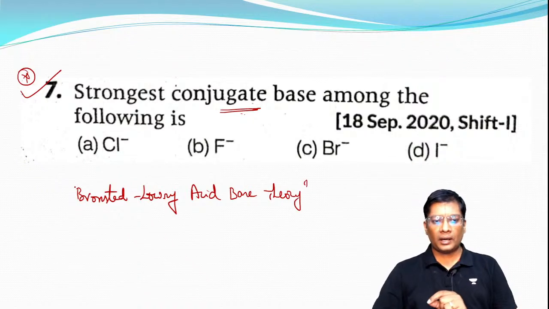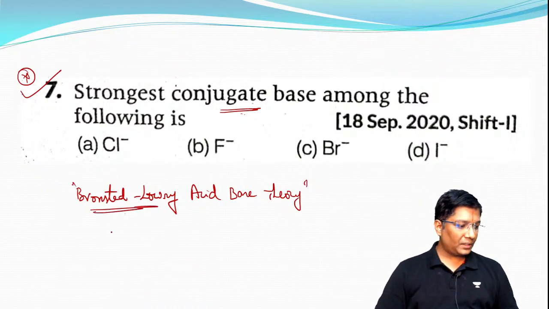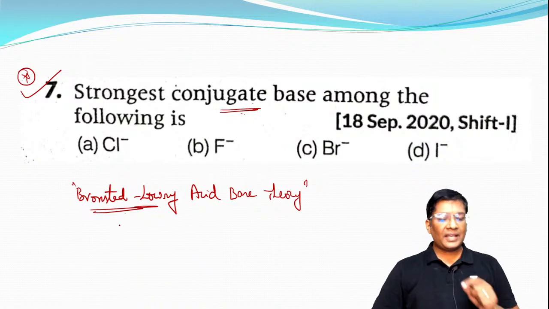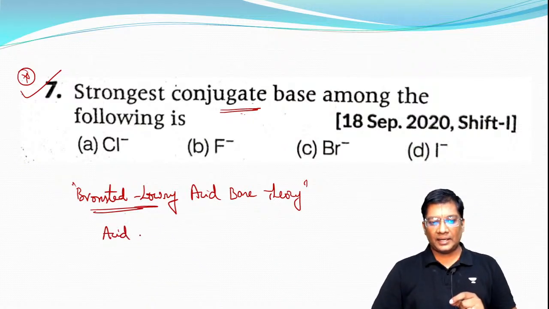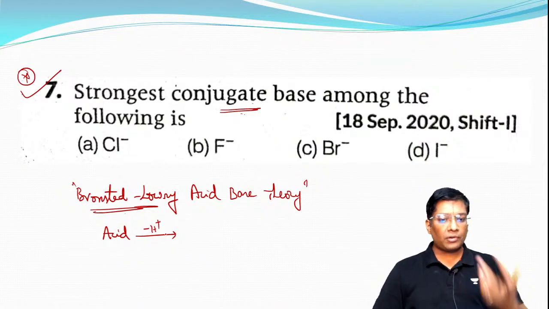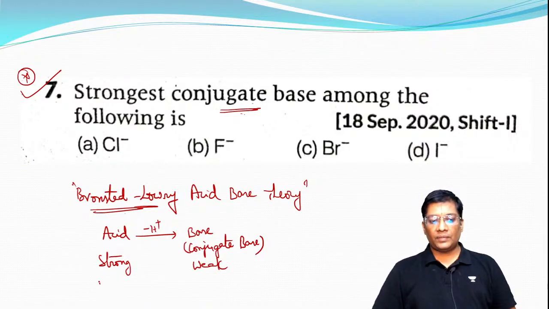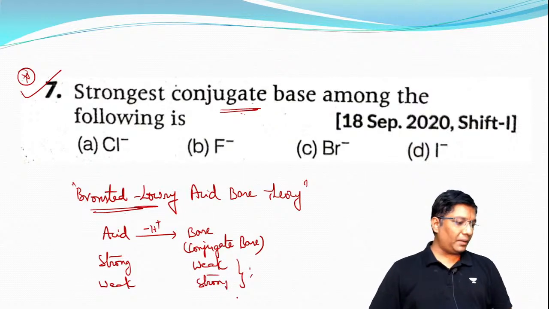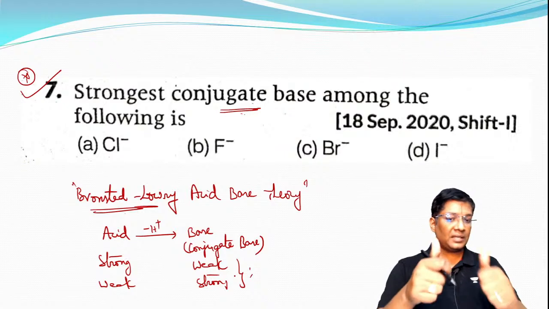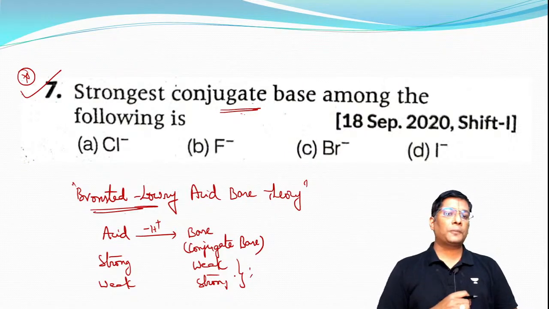I think many of you are aware of the Bronsted-Lowry acid-base theory. Am I right or not? For example, if you take any acid and remove one H plus, that means it donates one proton, it forms a base, but it is called the conjugate base. If the acid is strong, the conjugate base is weak. If the acid is weak, then the conjugate base is strong. Vice versa, in between these two. So based on that, you can easily find out which option is the correct one.